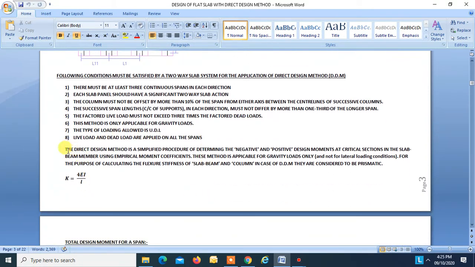The direct design method is a simplified procedure of determining the negative and positive design moments at critical sections in the slab beam member using empirical moments. This method is applicable for gravity loads only and not for lateral loading conditions. For the purpose of calculation of flexural stiffness of slab beam member and column in case of DDM, they are considered to be prismatic. So you can use this formula, that is flexural stiffness is equal to 4EI/L, and that means the stiffness of drop and column head, if present, are neglected.